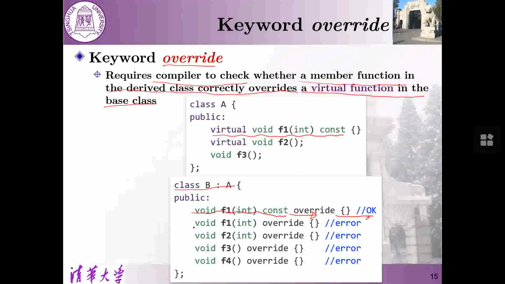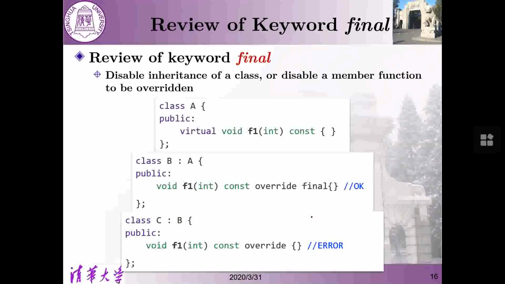However, for this F1 in this version, the compiler will check whether in the base class there is a virtual function in this format. The answer is no, because this is non-const. In the base class, there is no such non-const F1 member function. So there will be an error. This is the usage of override.